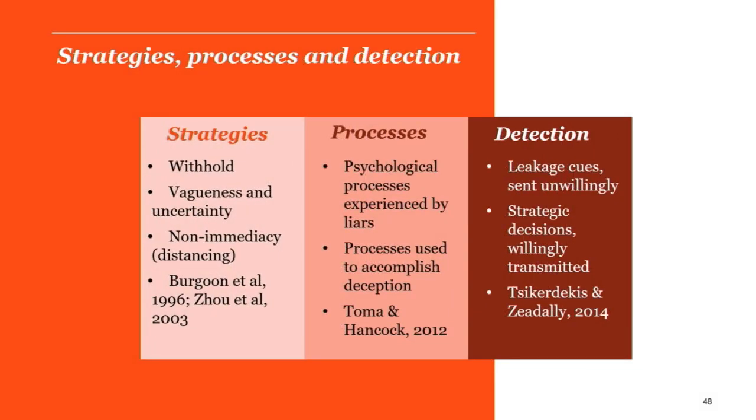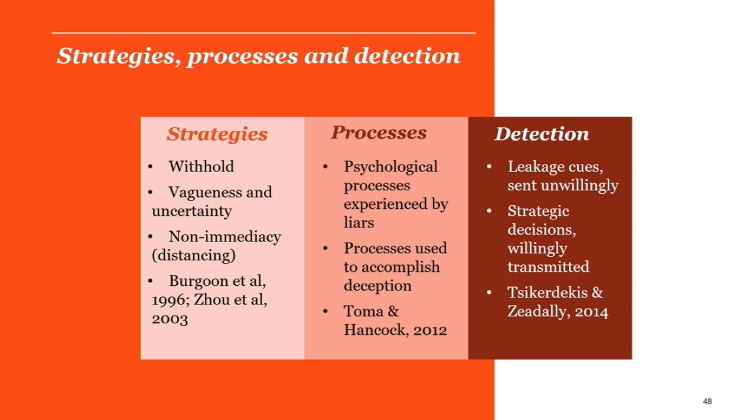So this is an overview of the various strategies and processes that a liar is going through. The strategies a liar will adopt: firstly, they'll try and withhold information if they can, to not give out any information at all. If they're forced to, then the information they provide is going to be potentially vague and uncertain. And then finally, there's non-immediacy. By non-immediacy, I mean a deceiver tries to distance themselves linguistically from the lie. That manifests itself in lies using fewer first-person pronouns, for instance. And I'll come on to this in a little bit.